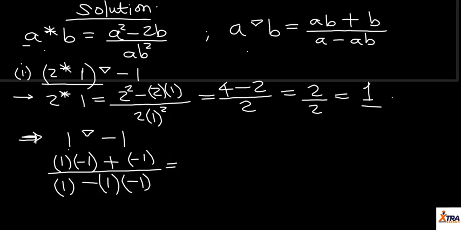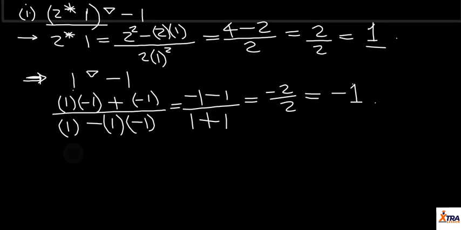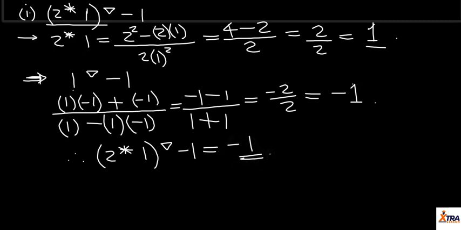So here I'll be having 1 times minus 1 here is giving me minus 1. Plus times minus is minus 1 here, and then I'll be having 1 times minus 1. Minus times minus will give me plus 1. So I'll be having minus 2 over 2. Minus 2 over 2 here will give me minus 1. That means my final answer, so therefore I can say 2 operation 1 operation minus 1 gives me a final answer of minus 1. So this is my final answer, and this is how we go by it.